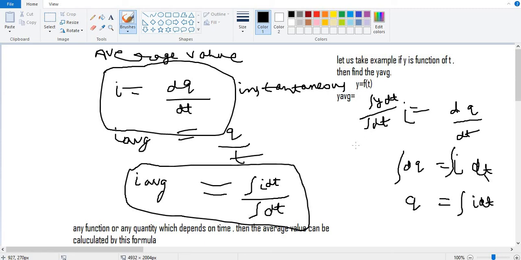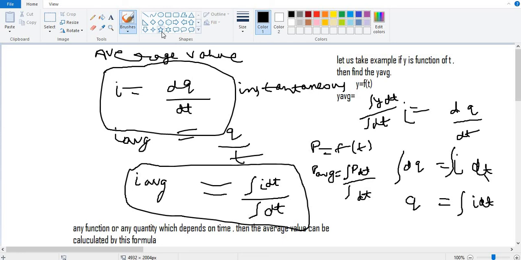One more thing that I have to see in this chapter is the power. Power will also depend on t, so power is a function of t. So what will be the p average? P average is equal to integration of p dt by integration of dt. So hope you are clear about this one.